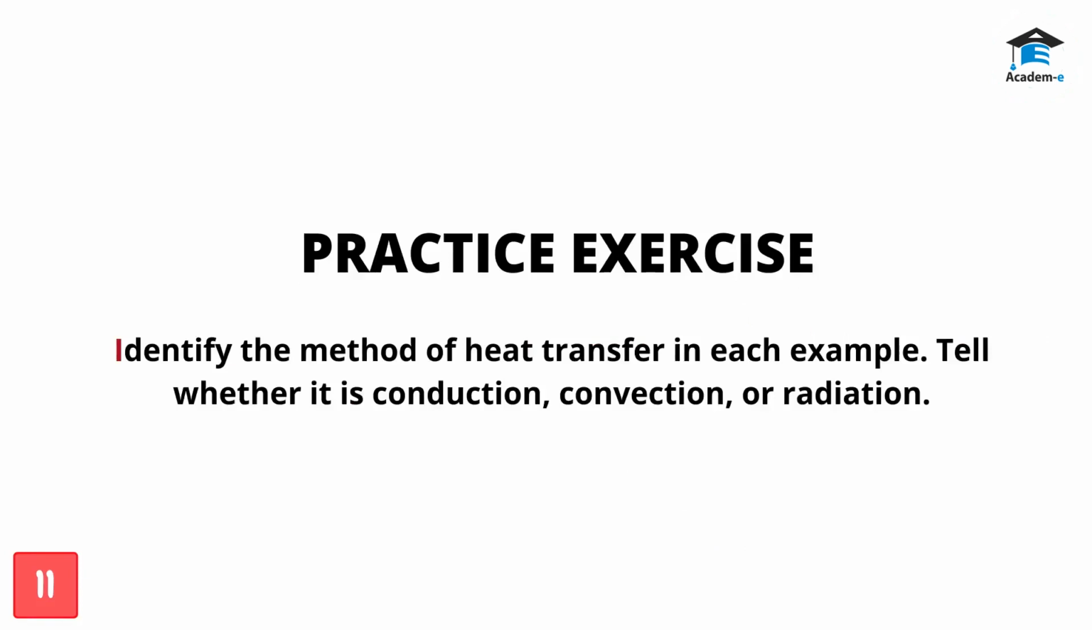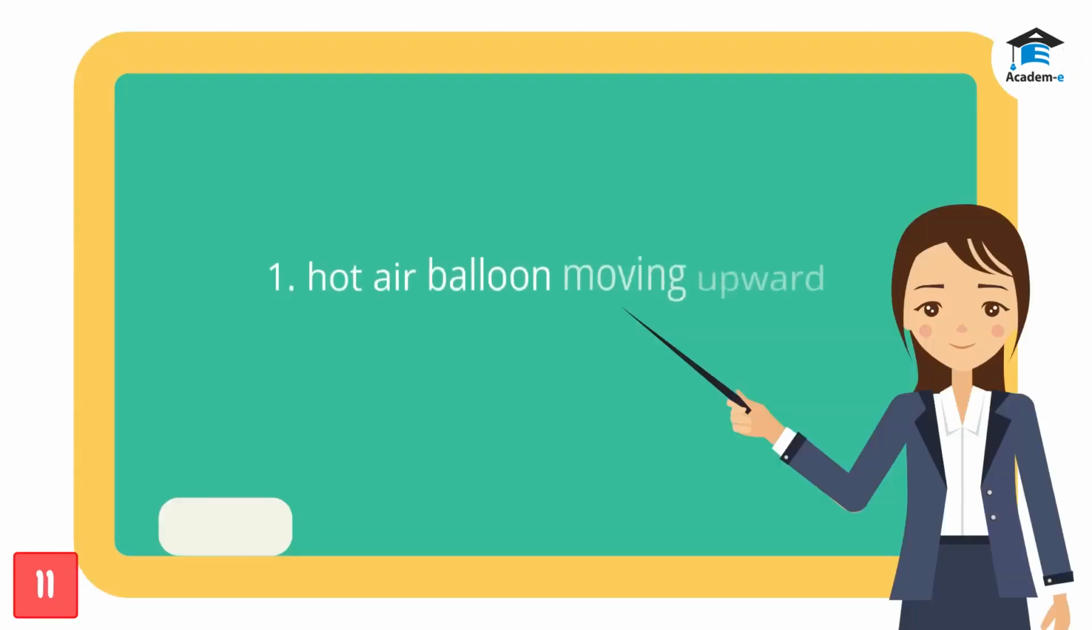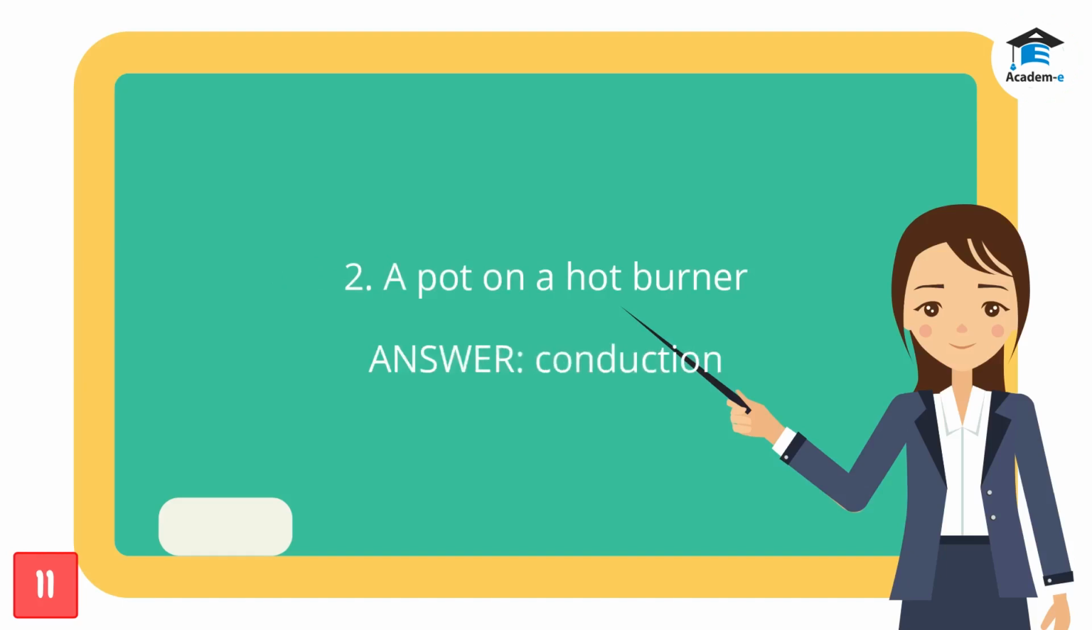To check how well you understood the lesson, let us have a short exercise. Identify the method of heat transfer in each example. Tell whether it is conduction, convection, or radiation. 1. Hot air balloon moving upward. Answer: convection. 2. A pot on a hot burner. The correct answer is conduction.